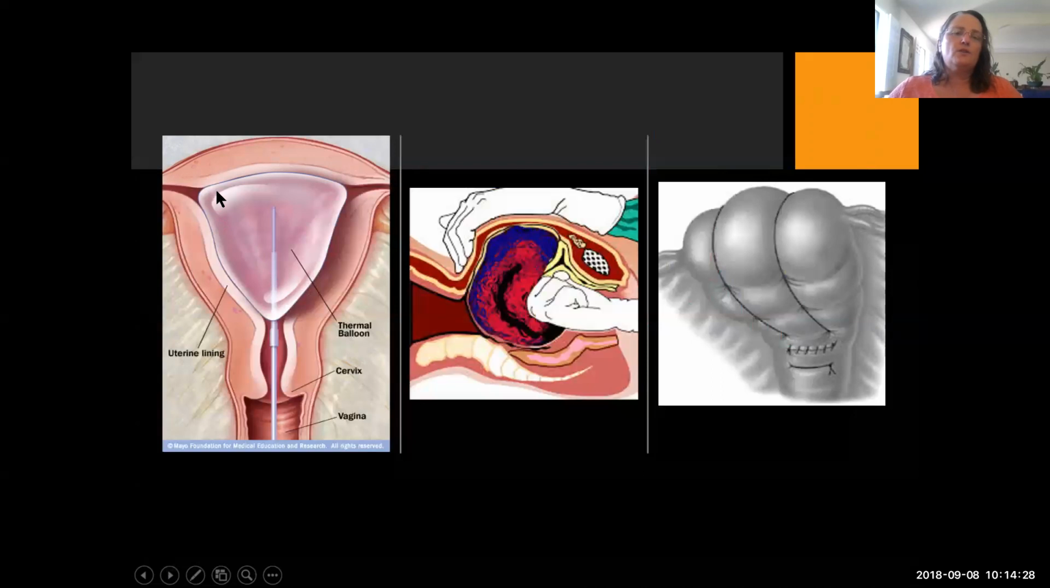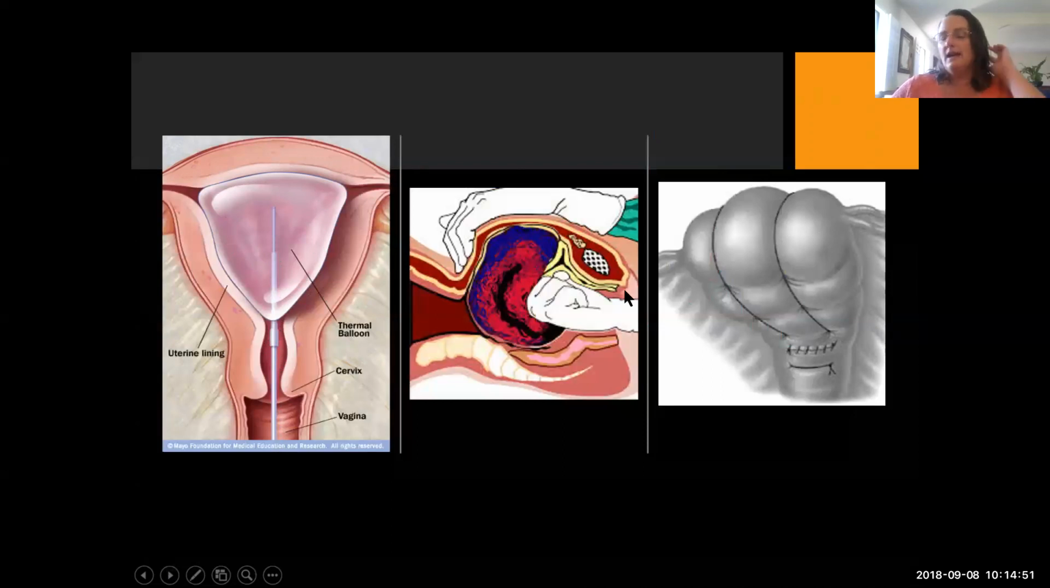This is a picture of a Bakri balloon. I'm going to show you one in class when we talk about it. Basically, it's like a giant Foley. A doctor places it into the uterus, and it does what this is doing over about 24 hours. So 500 mLs of fluid fills up, and hopefully it puts enough pressure against that uterus that it will stop the bleeding.